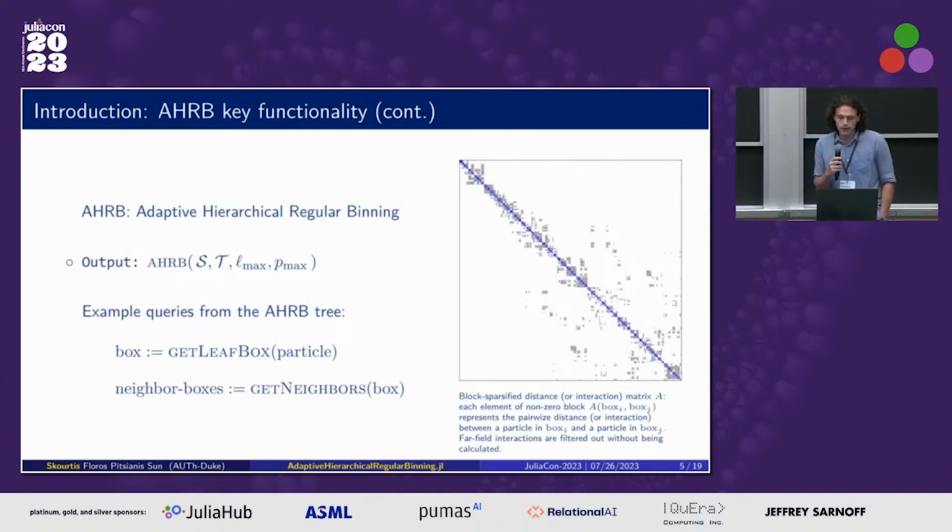So the output tree can be queried efficiently. Such queries can be, for example, get leaf box, which for a random particle inside a high dimensional space retrieves the smallest tree node that contains that particle. Another query can be, for example, get neighbors of a box, which retrieves the boxes directly adjacent to the queried box. Getting the neighbors of a box can result in interaction lists for each point within the tree, or in other words, an interaction matrix for all the points in the tree. Filtering out far-field interactions is what ARB can offer, without computing the pairwise distances of those far-field interactions.